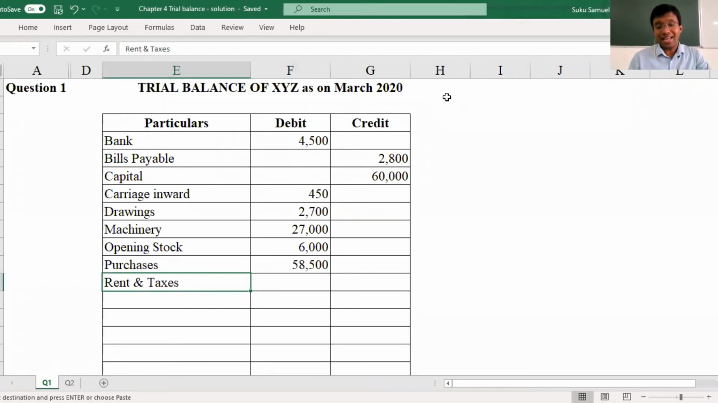Next is rent and taxes. Now, rent and taxes, please remember, that is an expense. Since it's an expense, it will fall on the debit side. So this is quite easy.